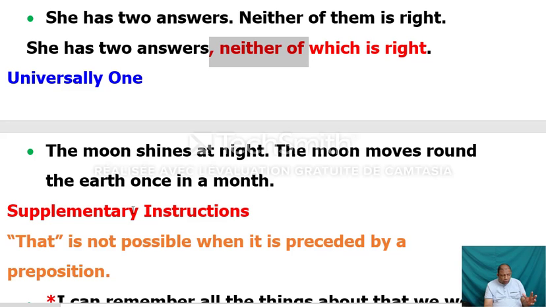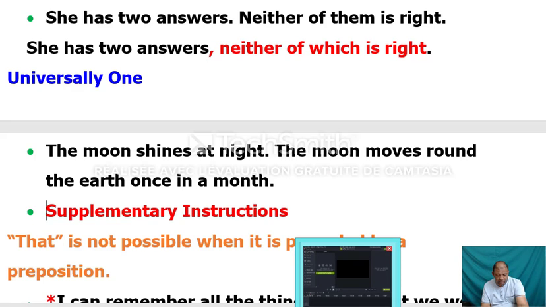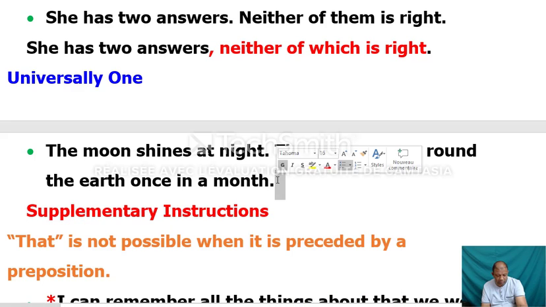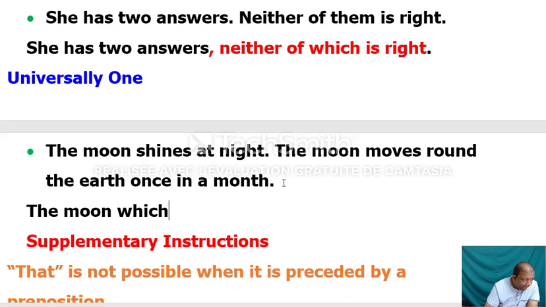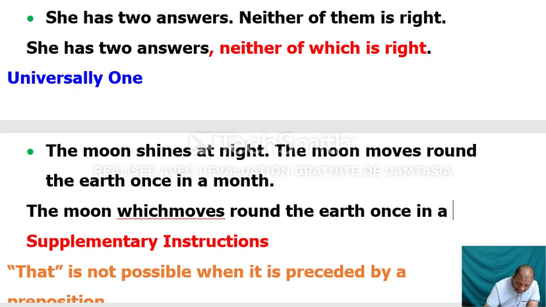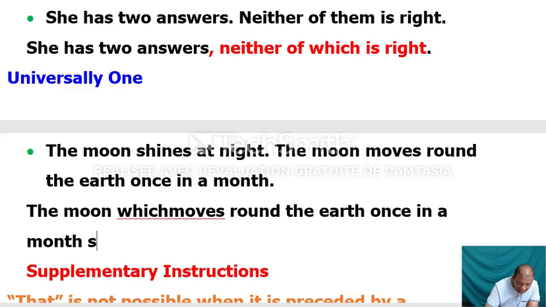Universally one. So all over the world there is one moon. We have one sun. Okay? So here we call it the moon, the moon. So the moon, that, which moves around the earth once in a month, shines at night.